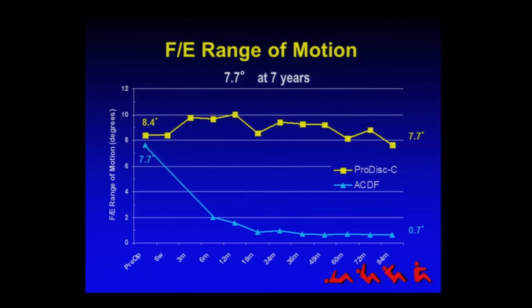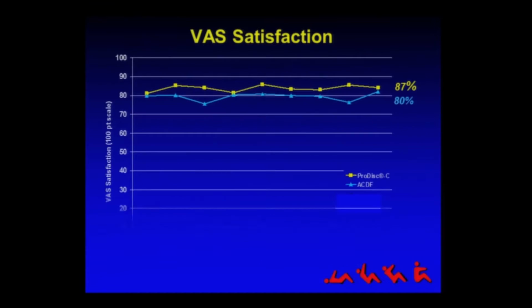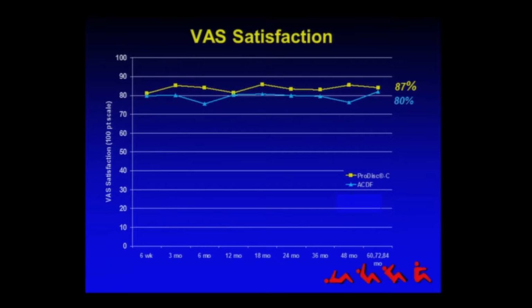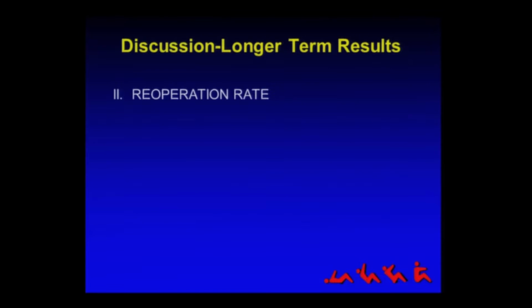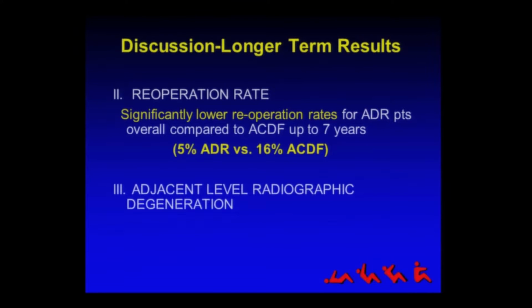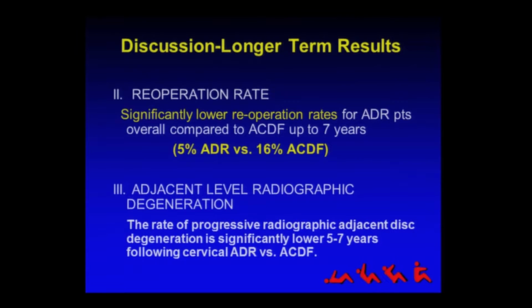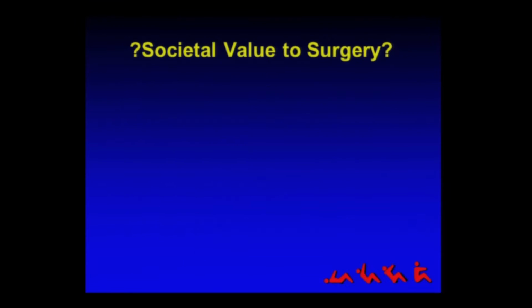We looked at range of motion of these patients on digitized films measured by independent radiologists. So we got a lot of data. And again, the cervical patients have very, very high satisfaction rates that remain stable to 7 years. And I'll go into this in more detail later. Reoperation rates were significantly less, and adjacent level degeneration were less.